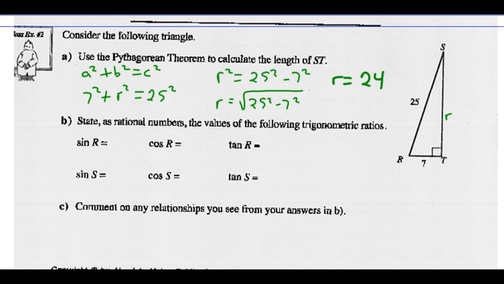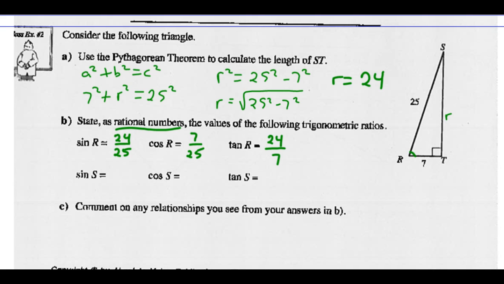Now, state as a rational number, we know that's fractions, the values of the following trig ratios. So the sine of angle R. From angle R, sine is opposite over hypotenuse. So that's r over 25. We just found r to be 24, so that's 24 over 25. Cosine of angle R is adjacent over hypotenuse, so adjacent side is 7, hypotenuse is 25. And tangent of R is opposite over adjacent, so it would be r, which is 24, over adjacent, which is 7.